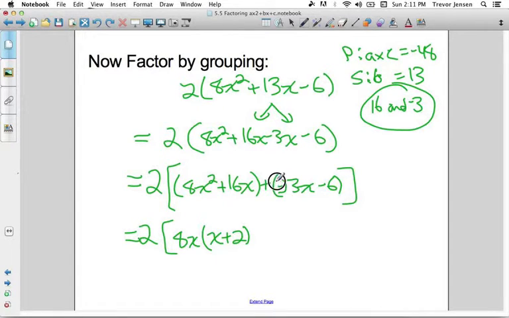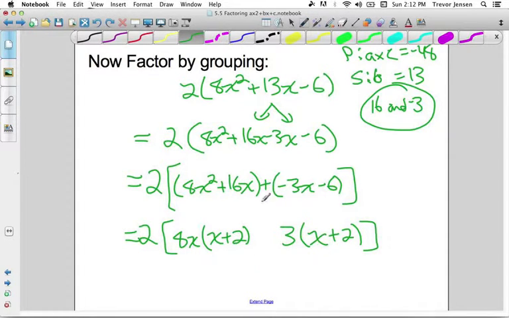Remember, whenever the first term in the group has a negative, you need to take out a negative. So what goes into negative 3 and negative 6? I can take out a negative 3, and divide each of the terms in the brackets by the negative 3 I took out. Negative 3x divided by negative 3 gives me x. Negative 6 divided by negative 3 gives me positive 2. Then I'm going to simplify. I have a positive and a negative beside each other right here. I'm going to simplify that to a minus.